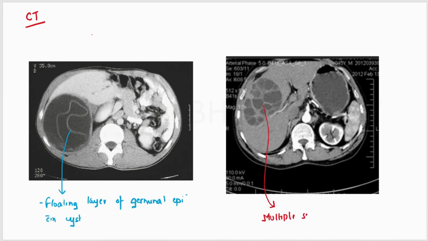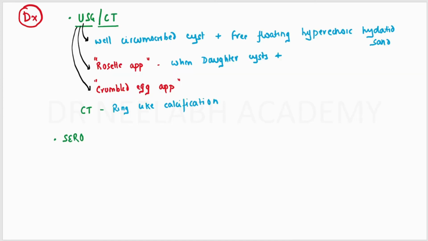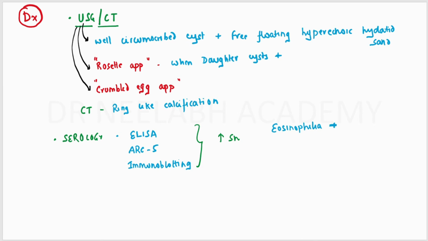In the second CT film, we can see multiple septations in the cyst. Now, coming on to the serological investigations. There are some serological investigations like ELISA, ARC5 and Immunoblot that have a very high sensitivity. Eosinophilia is also present in the blood investigation.